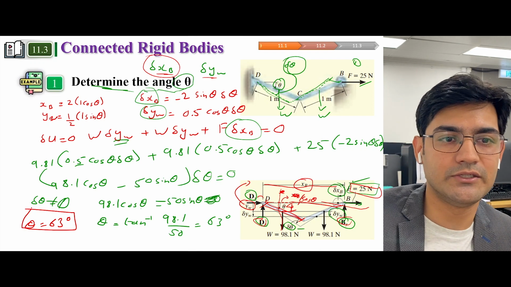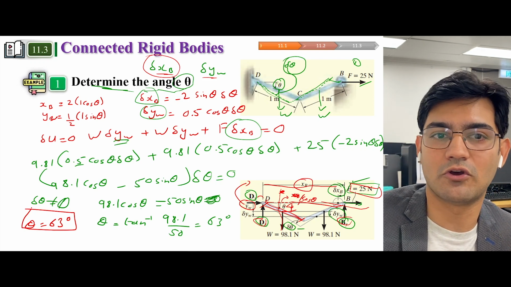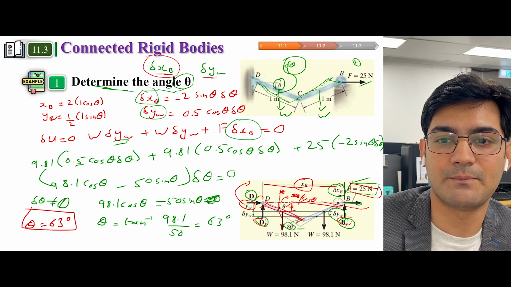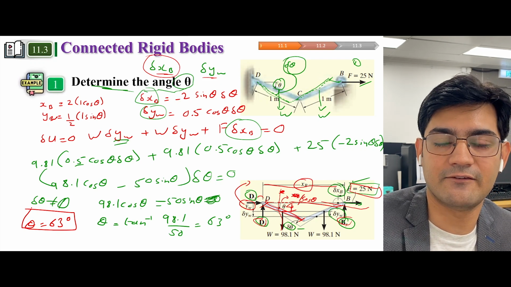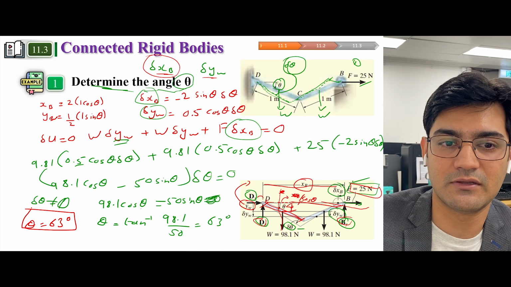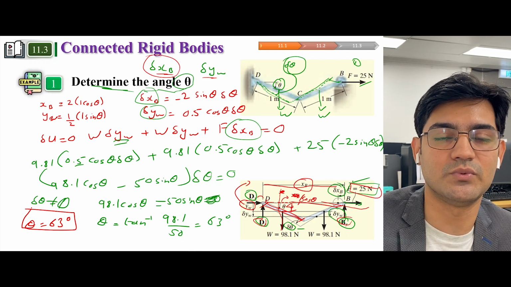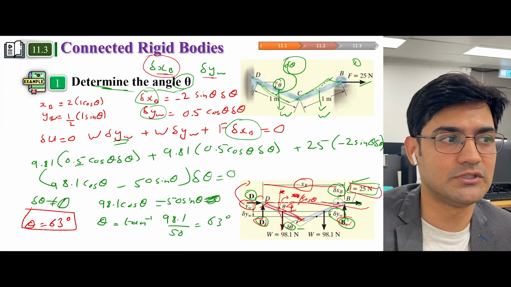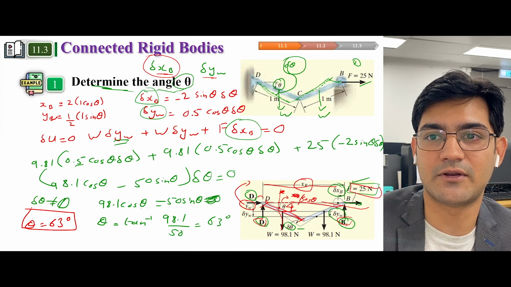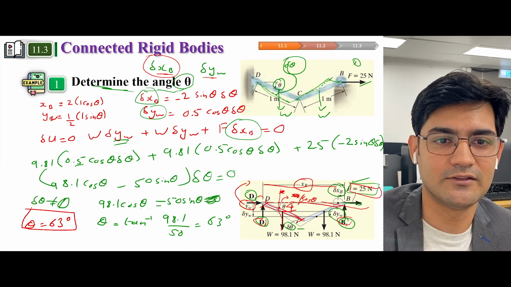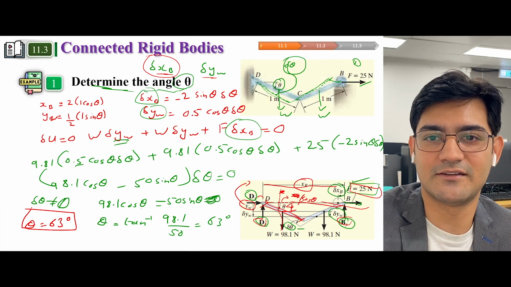So that's how you can use the principle of virtual work to solve the system of connected rigid bodies, which is comparatively more effective for measuring these quantities as compared to the equilibrium equations which we studied before. So this is the last chapter for this subject, engineering mechanics. So see you in the other subject.